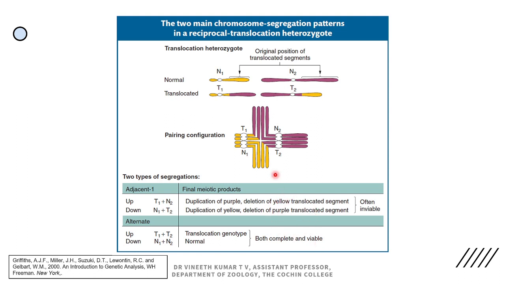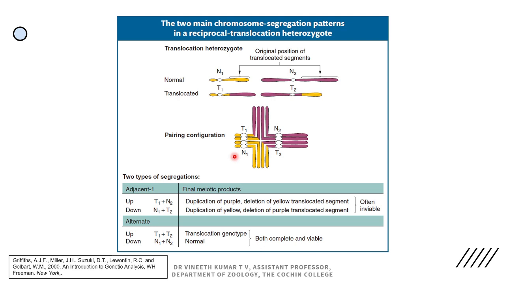In the other case, in some cases there will be duplication and in other cases there is deletion of some portion and duplication of some portion. As a result, in this case it will not be viable. But if this type of segregation occurs, the gametes will be viable.